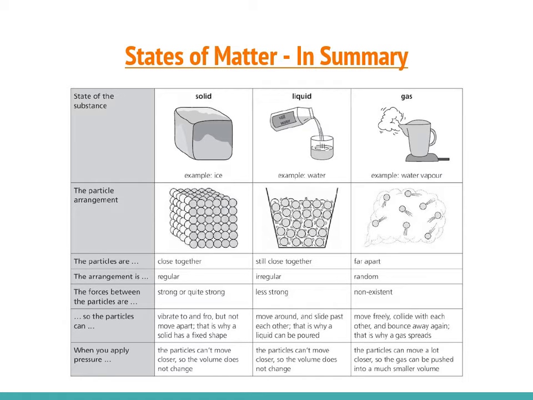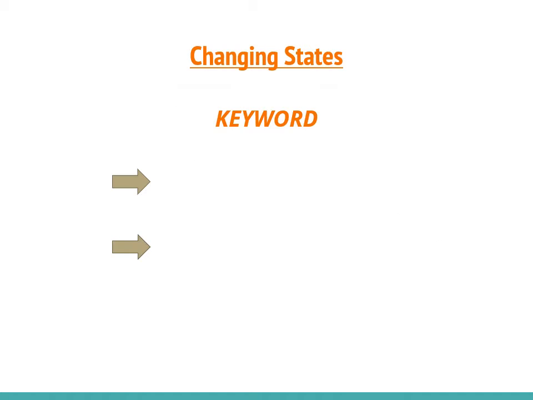In solid, the particles can only vibrate to and fro, but not move apart, which is why a solid has a fixed volume, thus its volume will not change, whereas in liquid, the particles can move around and slide past each other, which is why a liquid can be poured. In gas, the particles move freely, thus the gas can be pushed into a much smaller volume.